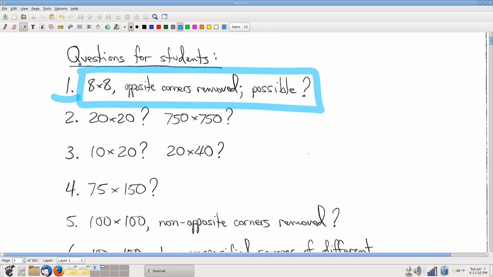The question on the exam might say, suppose you have an 8 by 8 array. Suppose you remove opposite corners. Is it possible to cover that with 31 dominoes? Well, that's an easy question. In fact, that is exactly the question that we just discussed. So if this question were to come up on an exam, that's just testing whether you actually remember what got discussed in class or in the recorded lectures. So that's an easy question.